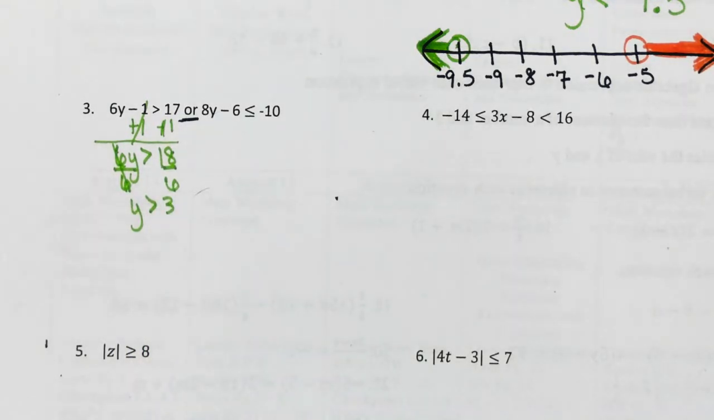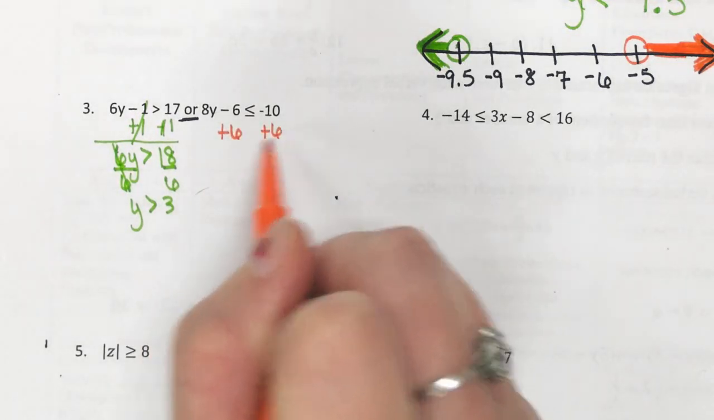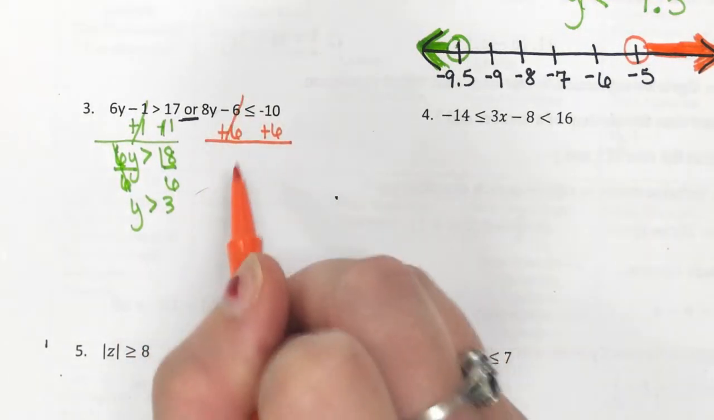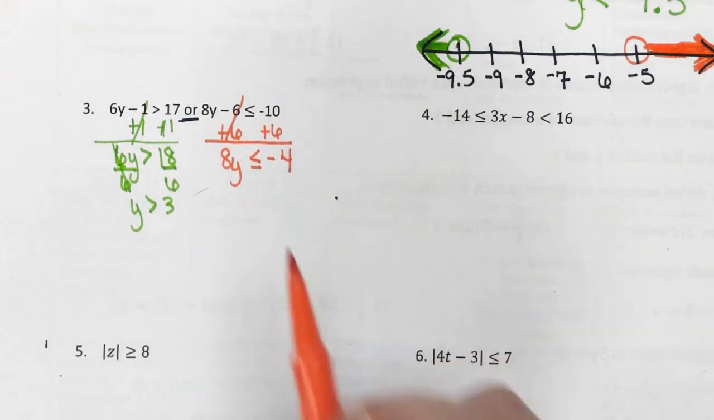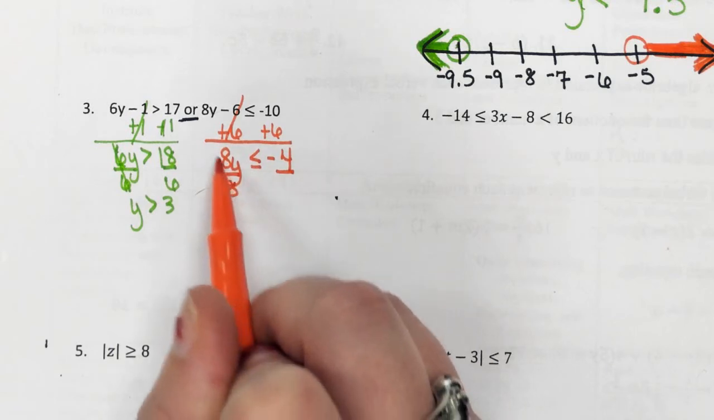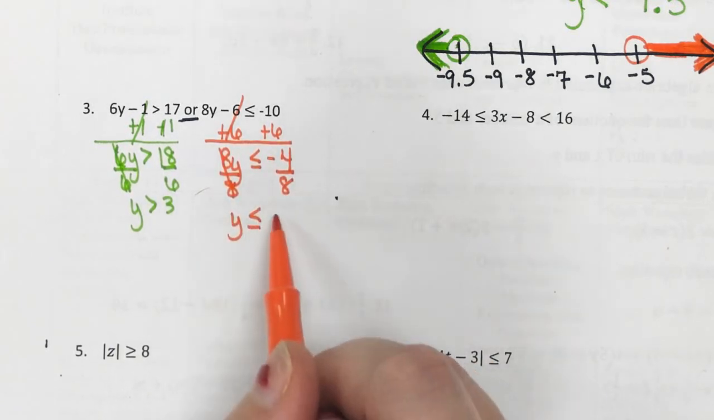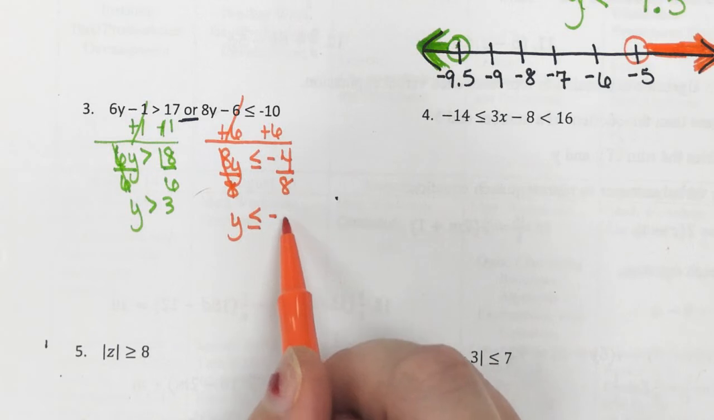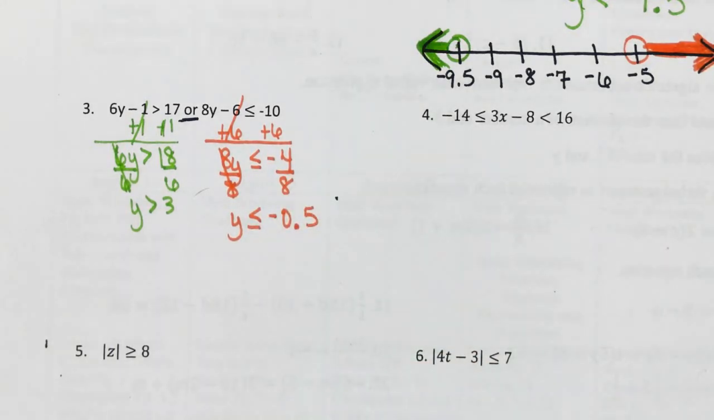Alright, what about the other one? So yeah, 8y is less than or equal to negative 4. Divide by positive 8. And is that divide nice, neat, and pretty for us? Yeah? Negative 0.5, right? There you go. Alright, and let's make a graph.